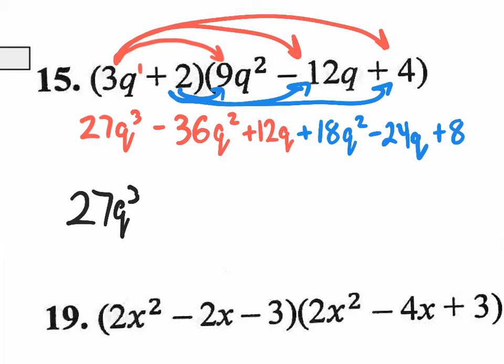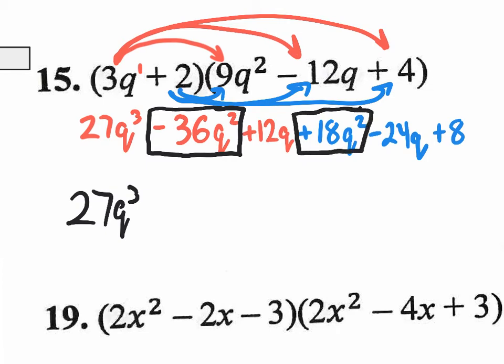And then I move on to combining this negative 36q squared, I put that in a box. I want to combine that with the positive 18q squared. So if I owe somebody 36 of those q squares, but I have 18 of those q squares, what do I end up with? 18q squared. Positive or negative? Negative. So you owe 18 of those q squares.